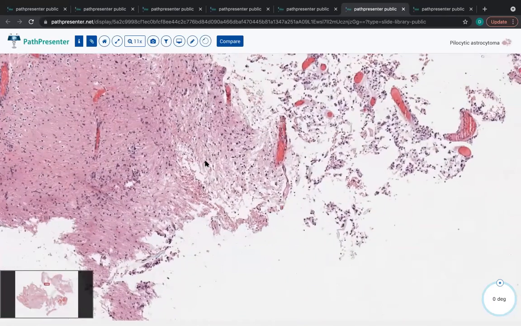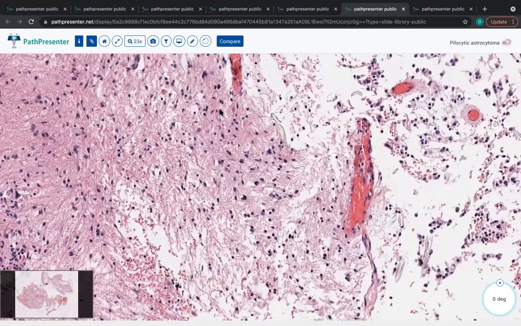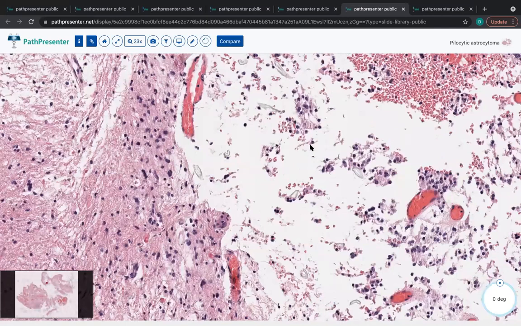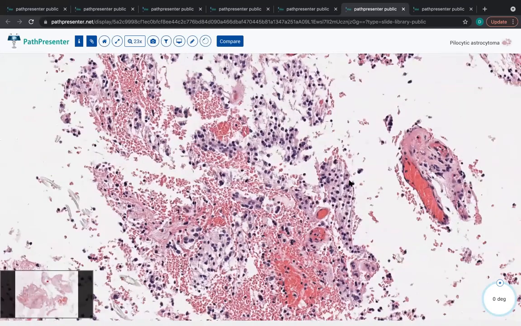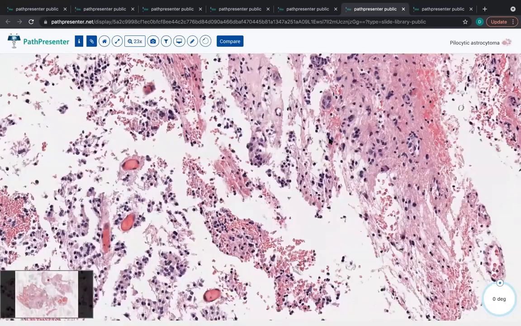And the characteristic genetic lesion in these tumors is a BRAF rearrangement with KIAA1549. So usually we will avoid calling even classic tumors pilocytic astrocytomas unless they have a characteristic BRAF rearrangement.